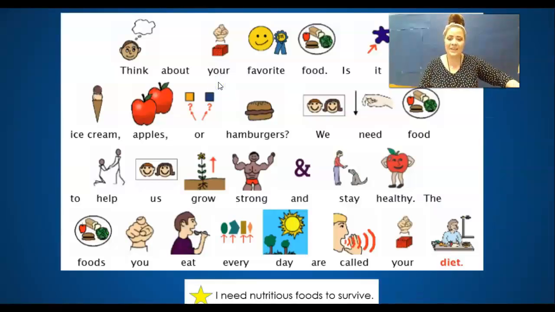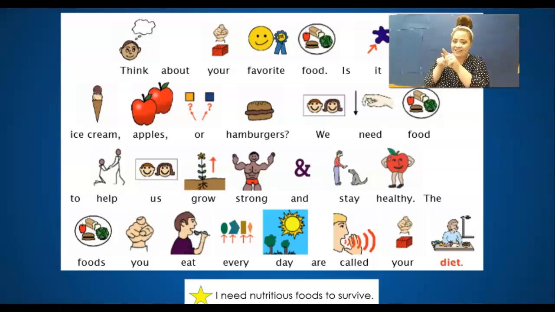Let's go. Think about your favorite food. Is it pizza? Is it ice cream? Is it apples? Hamburgers? We need food to help us grow strong and stay healthy. The foods you eat every day are called your diet. I have a question for you. What are the foods you eat every day called? Did you say diet? That's right. The foods you eat every day are called your diet.